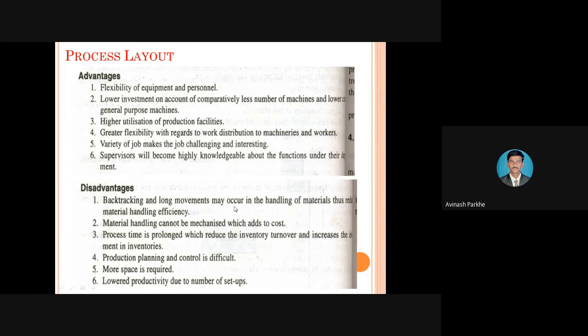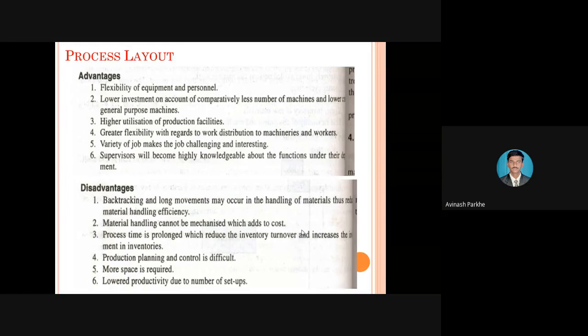Backtracking and long movement may occur while handling the material. Whenever I have to take components from one location to another location, sometimes we have to travel the maximum distance. That means long movement will take place in the case of the material, and also in the case of the operator. Such disadvantages take place in the process layout.